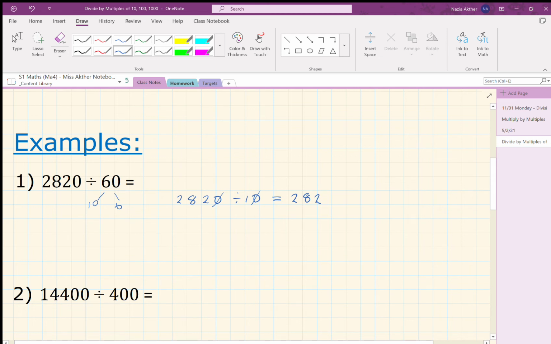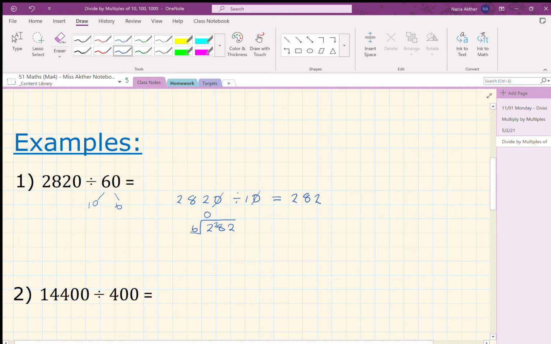Okay, so we've divided the number by 10, we now divide it by 6. So we use our bus-stop method to do this. So we're doing 282 divided by 6. The first thing we do is we look at how many times 6 goes into 2, which is 0. So we place a 0 at the top. And we're left with remainder 2. So we carry the 2 to make that 28.